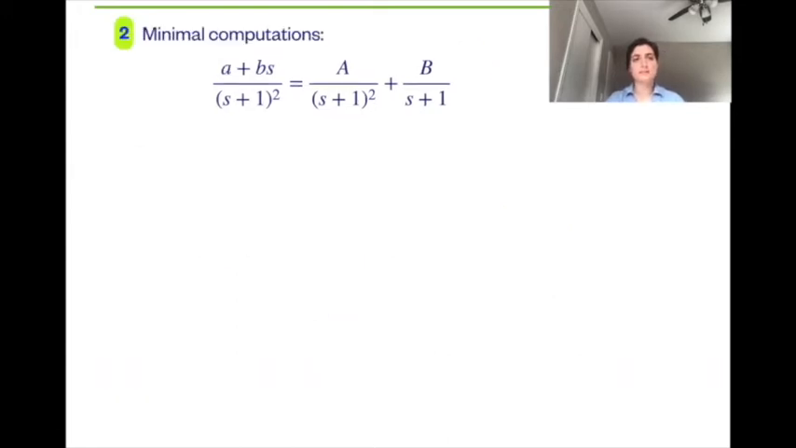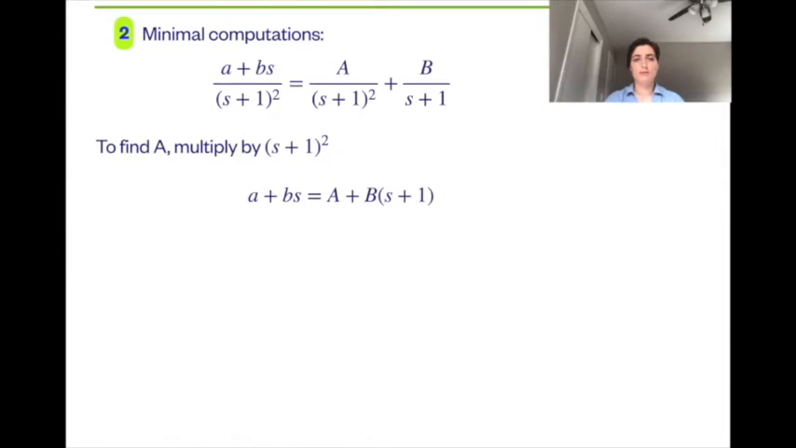So let's look at the minimal computations approach. The idea is that when we're solving for A, we can multiply our whole block by the denominator of A, choose s such that the denominator of A disappears, and everything that has been multiplied by the denominator of A and hasn't been simplified away is going to go to 0 as well. So let's see how that works. We multiply everything by s plus 1 squared.